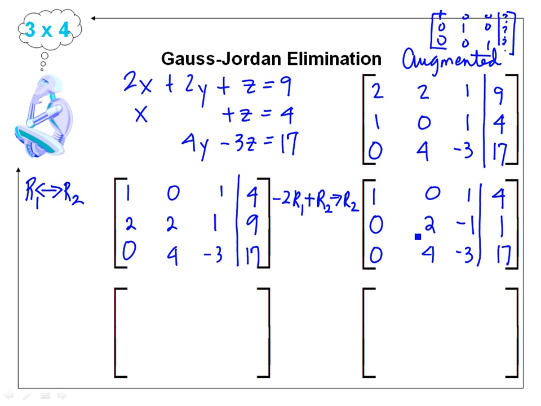Okay, so the next thing that we want to do is make this 2 right here a 1. So we always make the leading one first, and then we make everything else in that column a 0. So let's make this 2 a 1. Alright, so how can I make this 2 a 1? Okay, we can't avoid a fraction. Let's go ahead and make it a fraction. It may not be too bad.